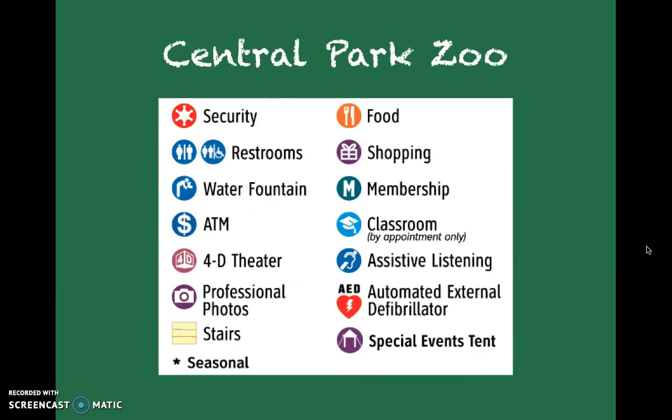So here I've included a real example from the map key from the Central Park Zoo. Here we are shown images that indicate the locations for security, restrooms, water fountains, food, shopping, classrooms, and more. Can anybody tell me what image we would look for in order to find a restaurant? That is correct. We would look at the orange circle with the knife and fork right here. That is where we would find food.